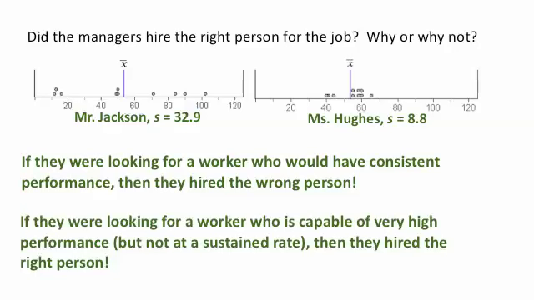But if they were looking for someone who is capable of a very high performance, but not necessarily at a sustained rate, then they hired the right person. Because Miss Hughes never really caught more than 66 dinosaurs. So her best day was nowhere near as good as my best day, where I caught like 103 dinosaurs.